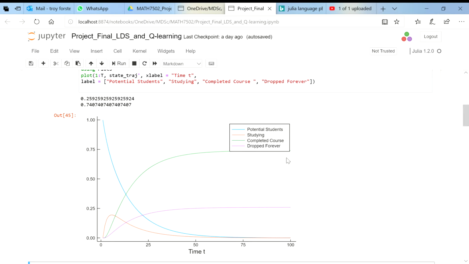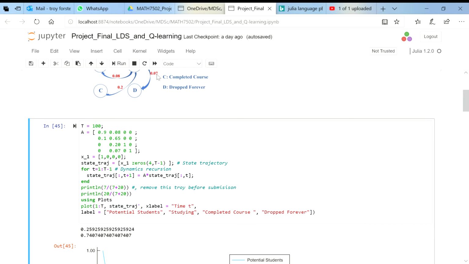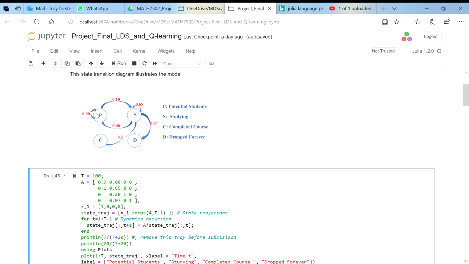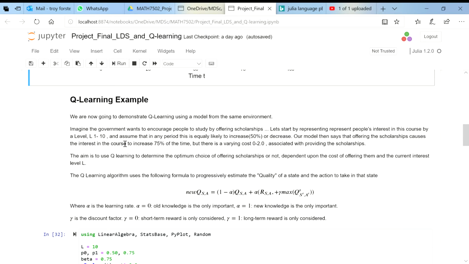They've either dropped the course or they've completed the course. And we can see that dropped course is about 25%, 26%, and the completed course is about 74%, and that is exactly the same ratio as the 20% and the 7% probabilities. That's because by the time the time periods are over, everyone has gone through either of these two. So there's a quiz example. Now we'll have a quick look at Q learning.